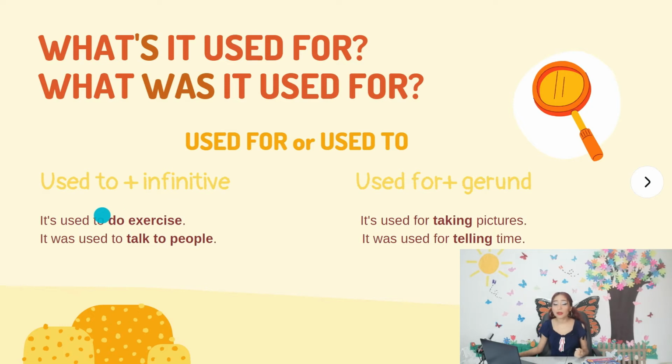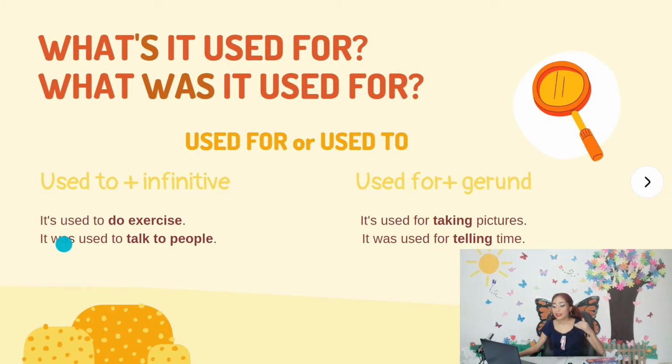It says it's used to do exercise. As you can see here, this verb is in infinitive because we didn't add anything to it. If I wanted to write this same sentence with used for, because that is also possible, I would have to write it is used for doing exercise. Did you understand that? But it's not necessary for me to change the same sentence to used for. So it's used to do exercise, and that's it. If you see that the verb is in gerund, you need to use used for.